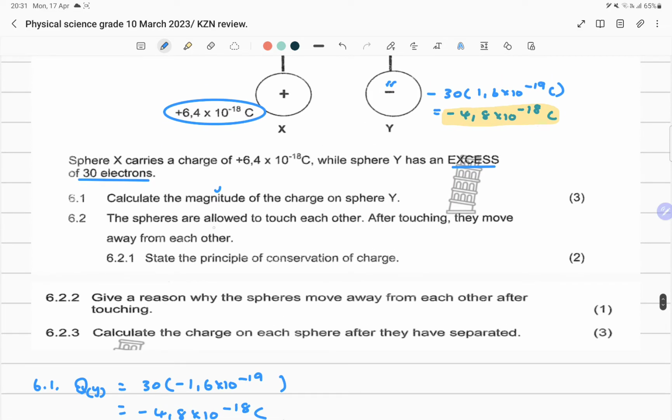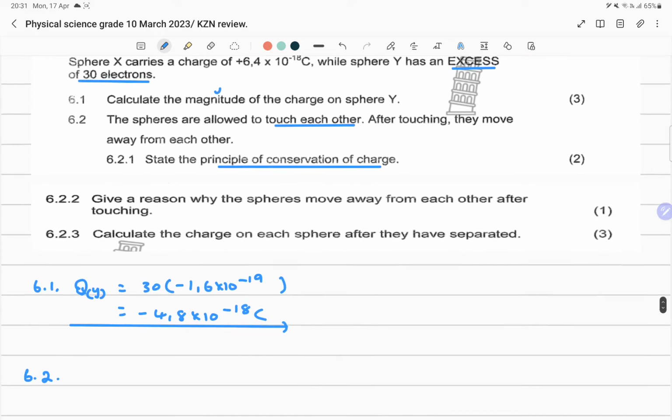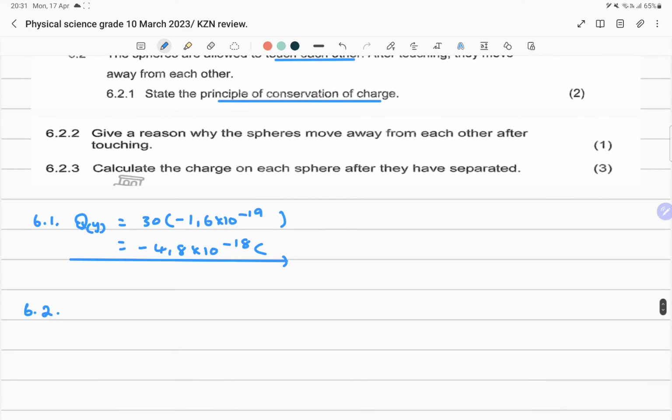6.2 says, the spheres are allowed to touch. This question is common. If you watched my video, the previous one from the EC, it's more or less the same thing. So you must have seen that it's just taking marks away. After touching, they move away from each other. Now it says, state the principle of conservation of charge. Charge cannot be created nor destroyed, but can be transferred from one point to another, or from one material to another, if they form a particular system, so it doesn't get lost.